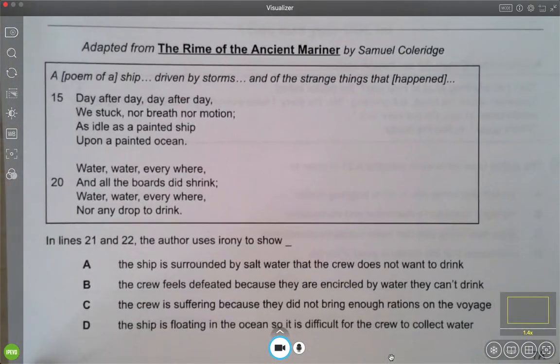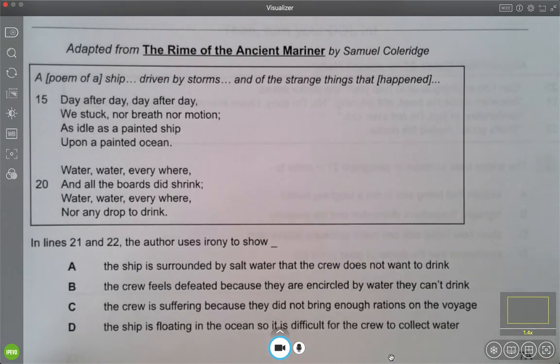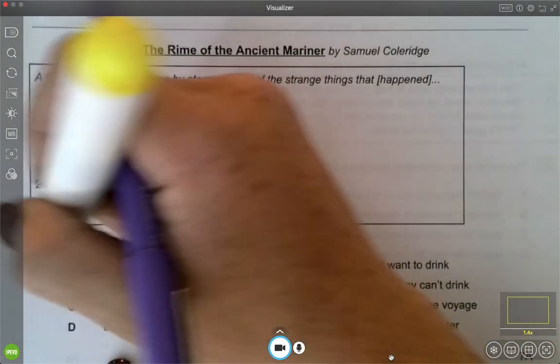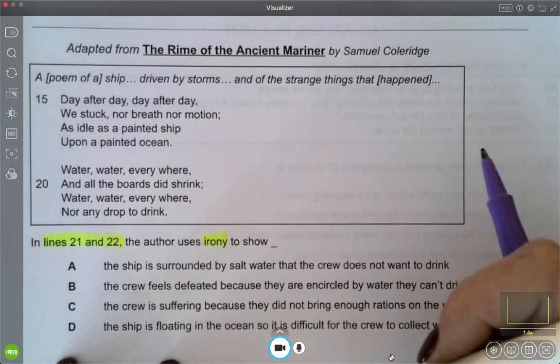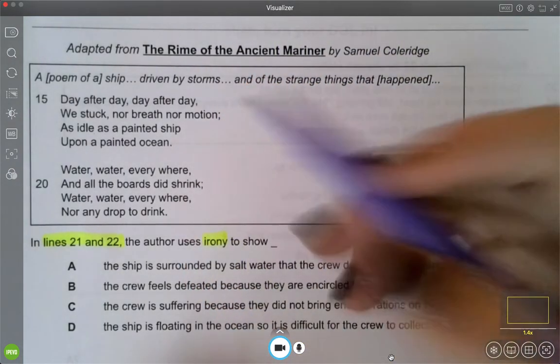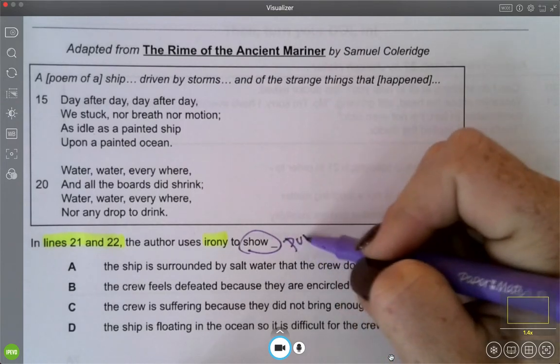Now move down to the next question. Go ahead and try this question on your own using the 3 steps we've discussed before. Once you have answered the question, unpause the video and check to see that you are correct. Welcome back. Hopefully you have completed the steps of highlighting lines 21 and 22, which is where, and highlighting irony, which is what, and identifying that it's asking you about purpose.